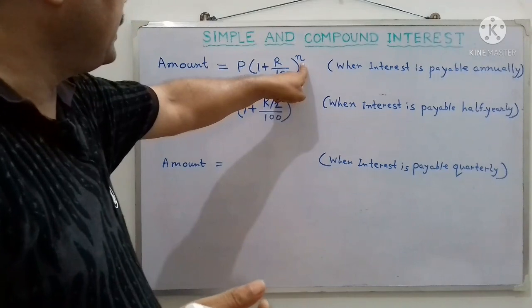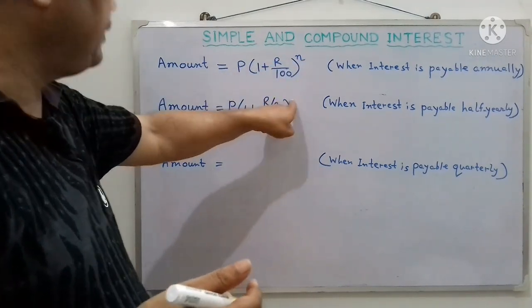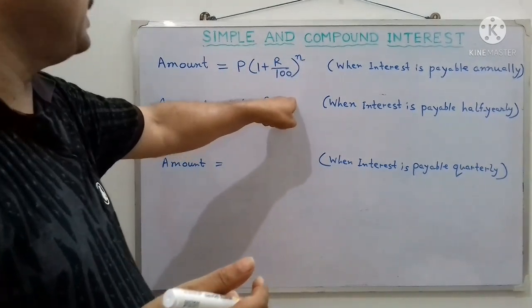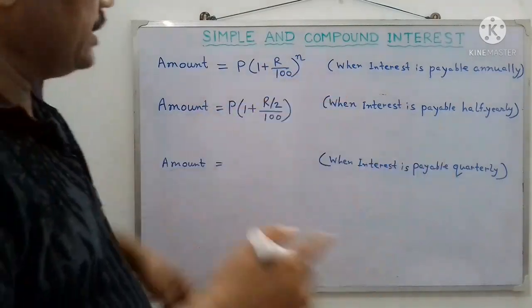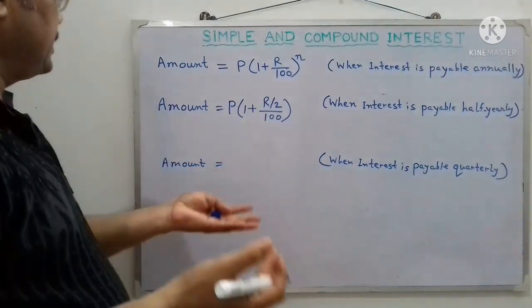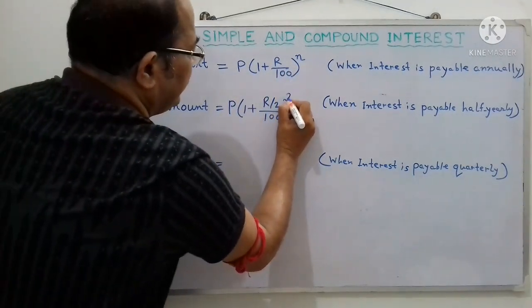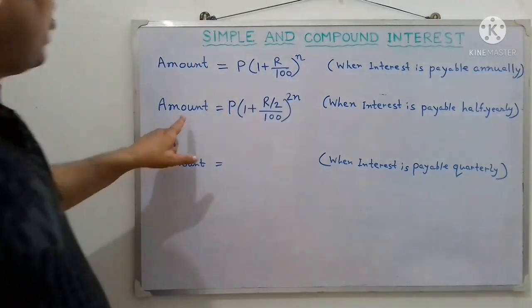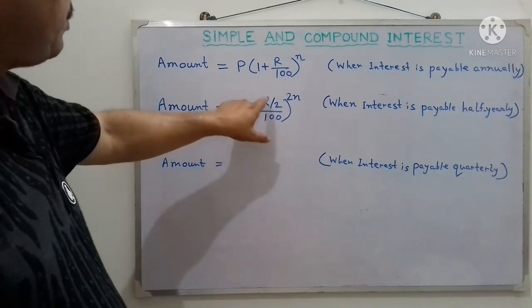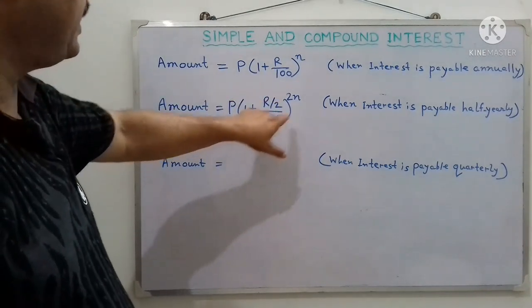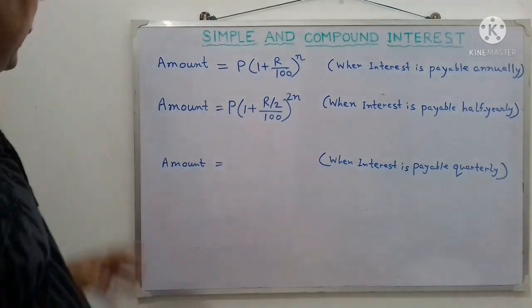but the terms will be double. If it is 1 year, then 1 term. But here for 1 year the number of terms is 2, that means 2 times the interest is added to the principal. So this will be 2n. So the amount will be P into 1 plus R by 2 divided by 100 whole to the power 2n.